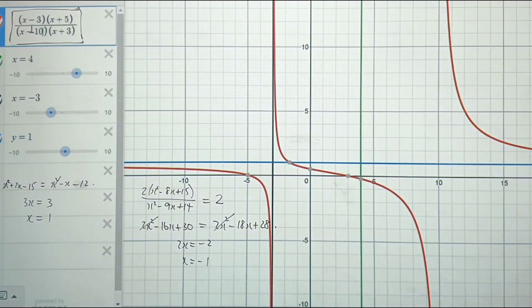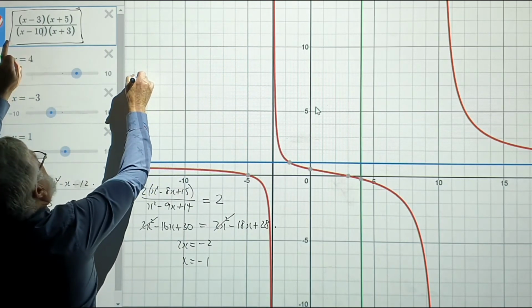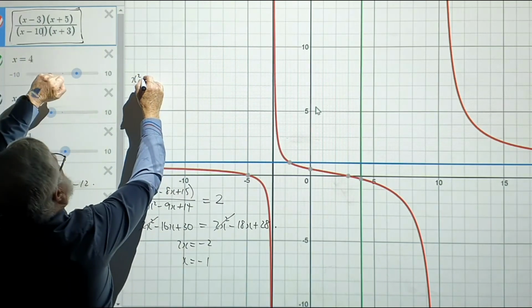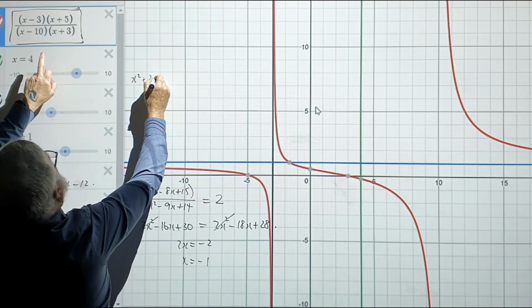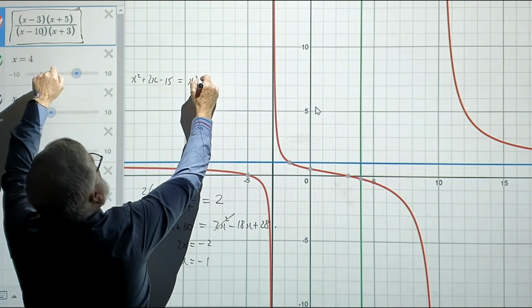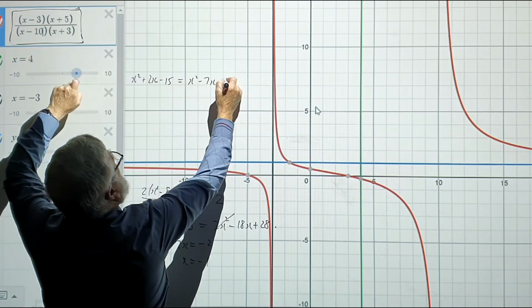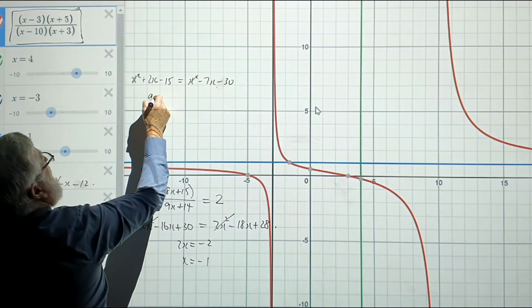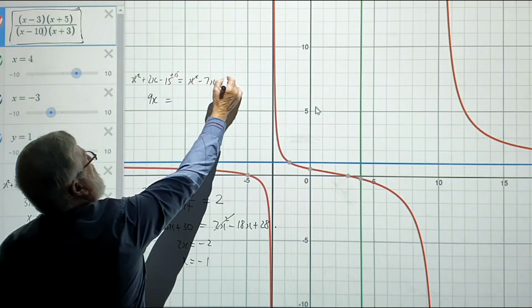How do you get it? Go back to that one there. Let's do it. Here we go again. Say it for me, Josh. X squared plus 2 take 15. X squared take 7 plus, no, take 30. Thank you. Cancels out. I've got 9x equals 45, sorry.